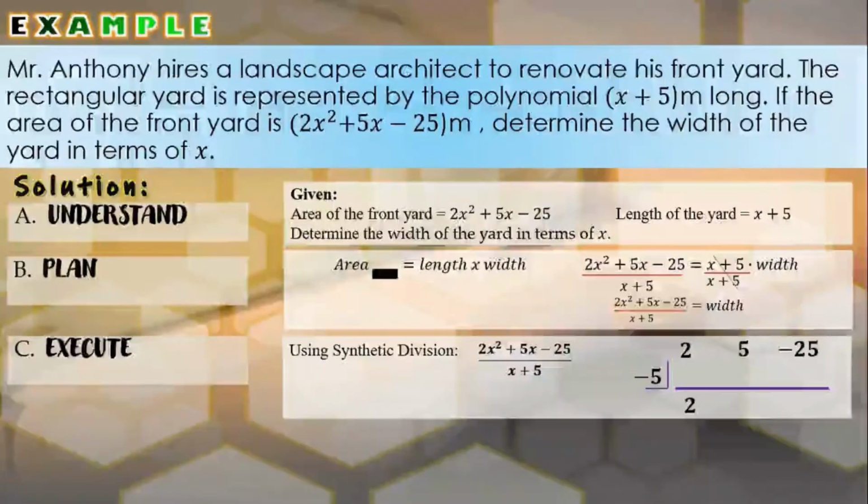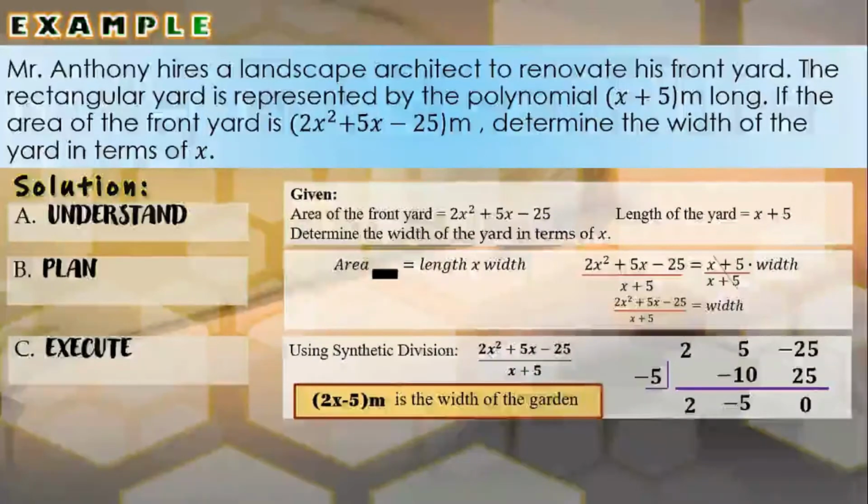2 times negative 5 is negative 10. 5 minus 10 is negative 5. Negative 5 times negative 5 is positive 25. So, negative 25 plus 25 is 0. Therefore, 2x minus 5 meter is the width of the garden.